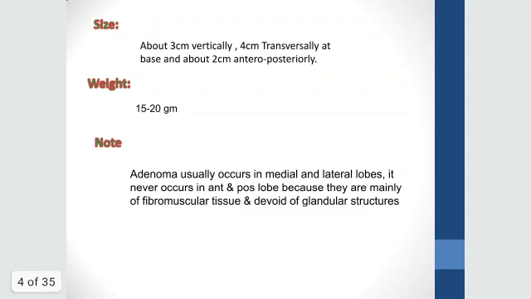So the size is about 3 centimeter vertically, 4 centimeter transversely at base, and about 2 centimeter anteroposteriorly. It weighs around 15 to 20 grams. We can take a note here. Adenoma usually occurs in the median and lateral lobes. It never occurs in anterior and posterior because they are mainly fibromuscular tissue and devoid of glandular structures.